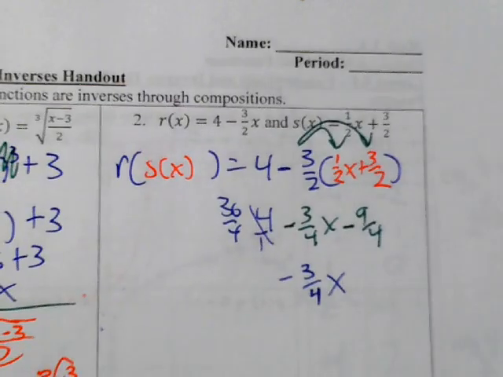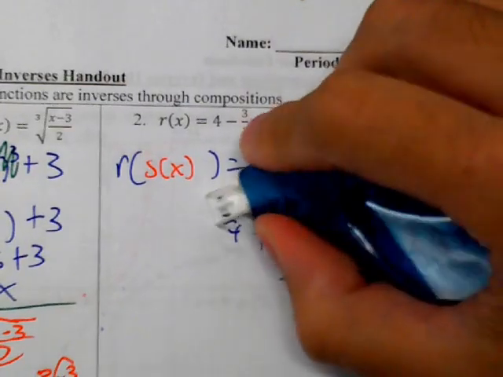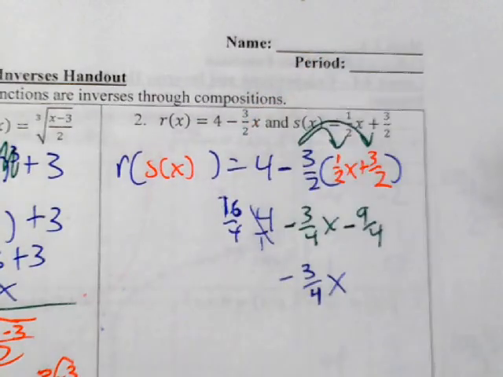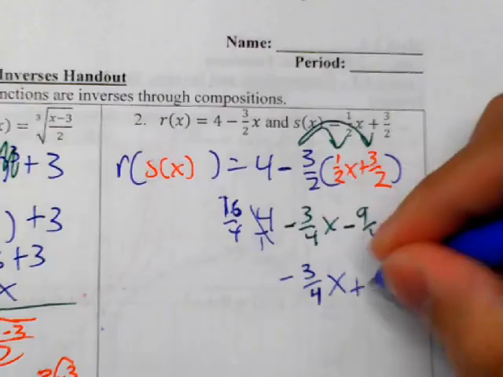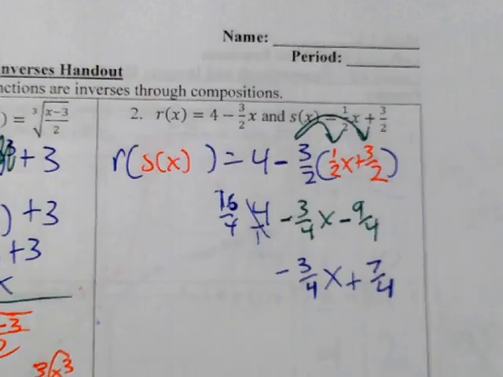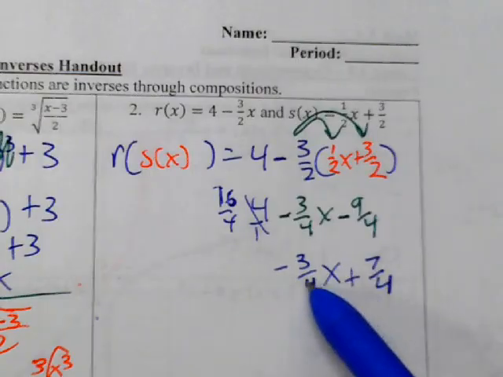Okay, so you don't need to bother checking the other direction because both have to work to be inverses. So if even one does not work, that means they are not inverses. If one does work, you still have to check the other one. Correct.